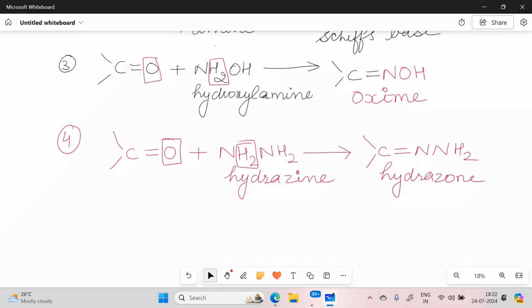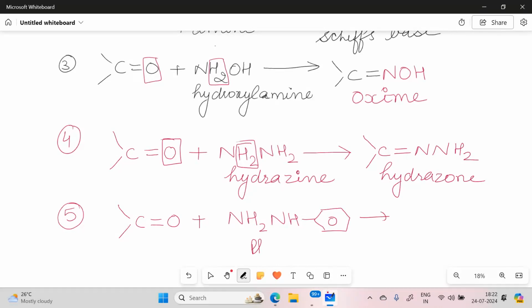If you replace H of ammonia with an OH group, hydroxyl amine. With an R group, primary amine. With NH2, hydrazine. Next is phenyl hydrazine. What do you mean by phenyl hydrazine? First, you write hydrazine and then replace one hydrogen of hydrazine with a benzene group. Benzene is phenyl, so it is called phenyl hydrazine.